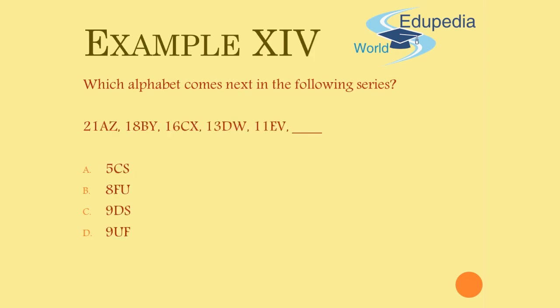Then our second last problem, which alphabet comes next in the following series? You have 21AZ, 18BY, 16CX, 13DW and 11EV. So you have 21, then 18, so you are reducing 3. Then 18 to 16, you are reducing 2. Then again 16 to 13, you are reducing 3. Then again 13 to 11, you are reducing 2. So it's an alternate reduction of minus 3, minus 2, minus 3, minus 2. Again it should be minus 3 here. So the number should be 8.